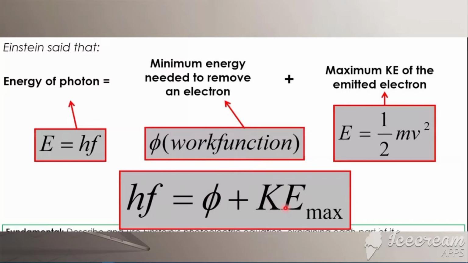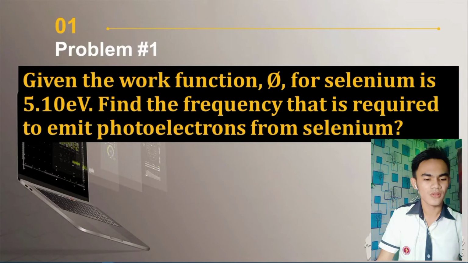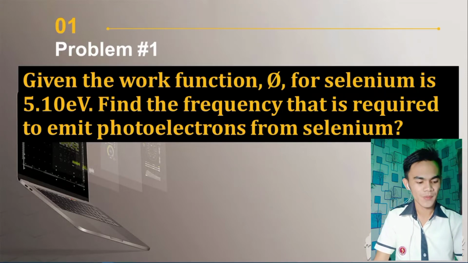Now we have to solve our two problems. First problem: given the work function for selenium is 5.10 electron volts, our task is to find the frequency that is required to emit photoelectrons from selenium. Let's identify first the given values.